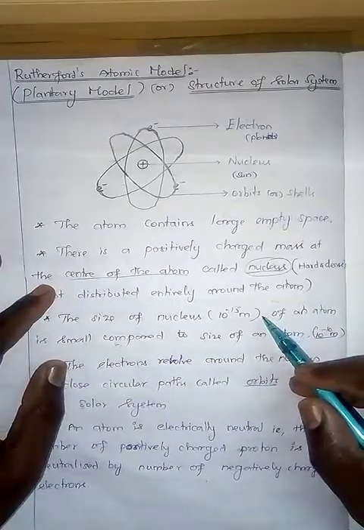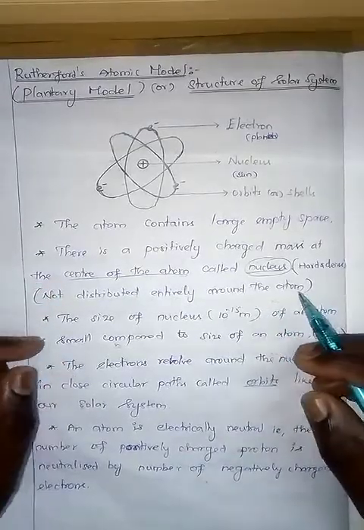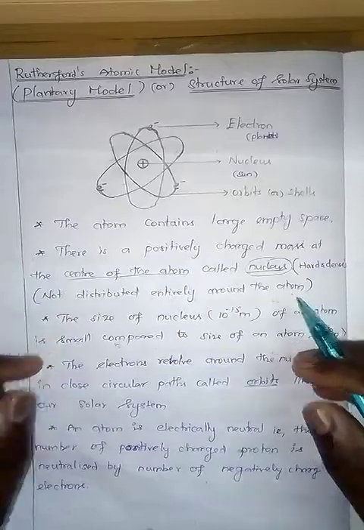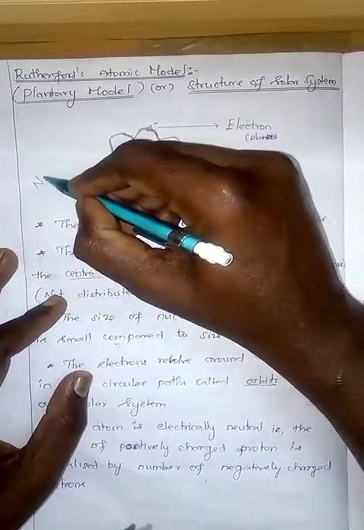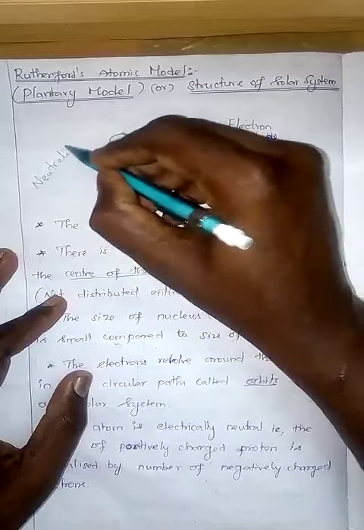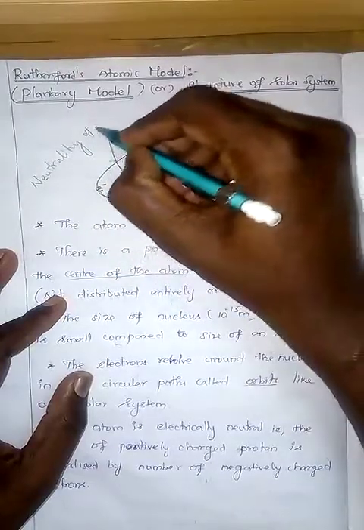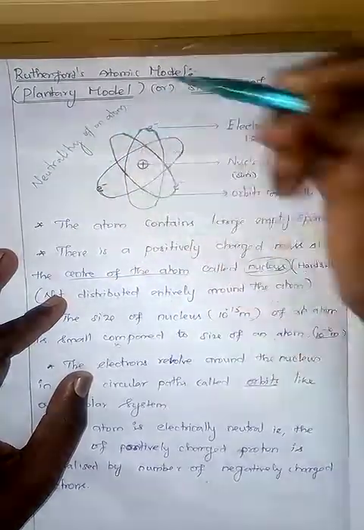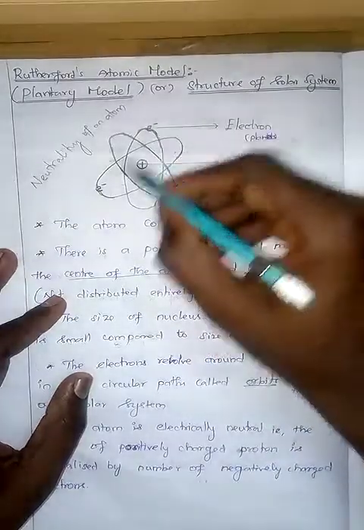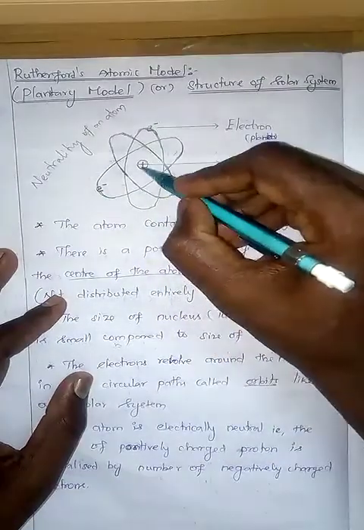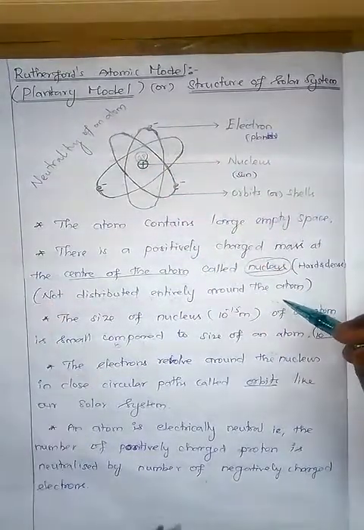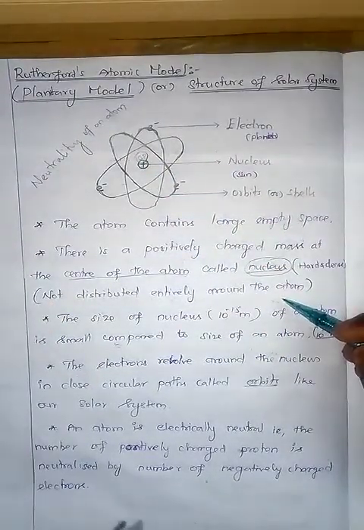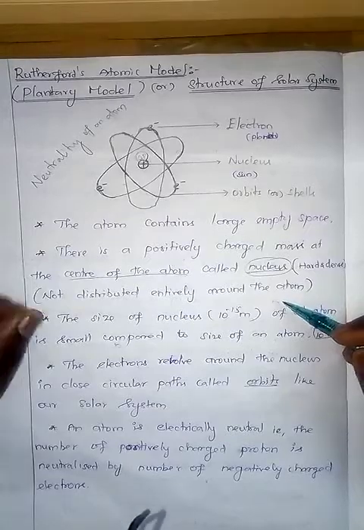Now he said, neutrality of an atom, very important. Rutherford explains the neutrality of an atom, because if an atom consists of 3 electrons, the nucleus will consist of 3 protons. So that is the information you should know from this model.